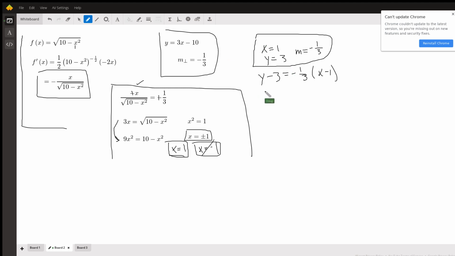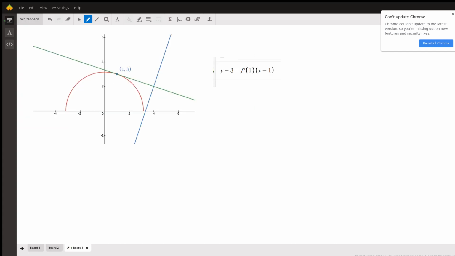And if I use point slope, there you go. Y minus 3 equals the slope of the tangent line times the quantity x minus 1. Of course, you could convert that to slope-intercept form if you wanted to. So there's what happens in the end. The point (1, 3) is tangent to the circle and perpendicular to the blue line.